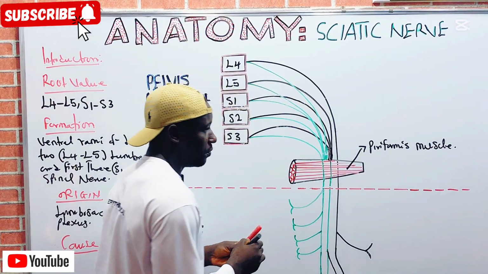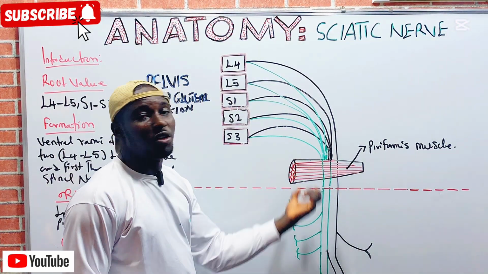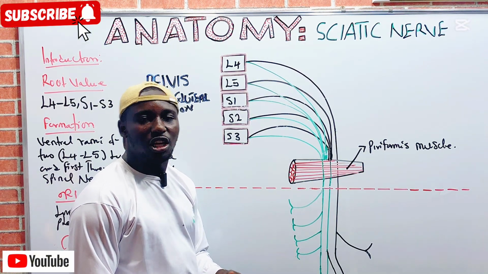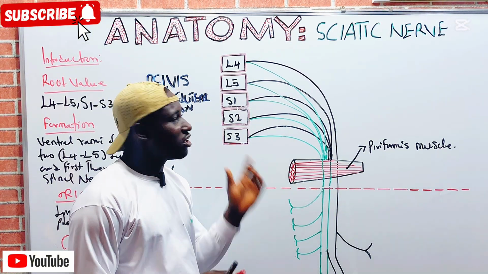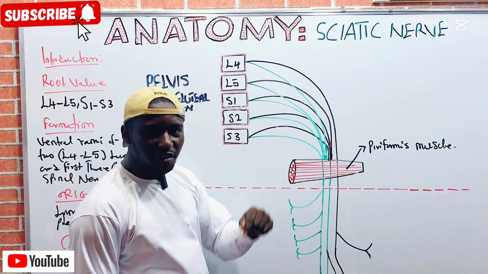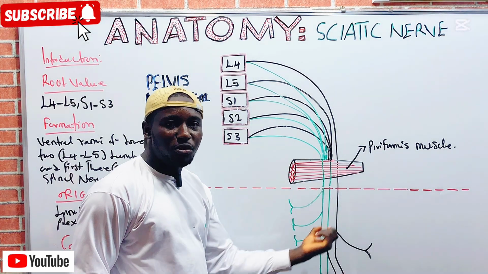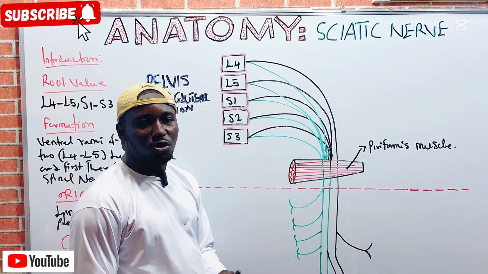This is the piriformis muscle, because it pierces the piriformis muscle to enter the what? The gluteal region. It exits the pelvis by passing through the greater sciatic foramen below the piriformis muscle to enter the gluteal region.